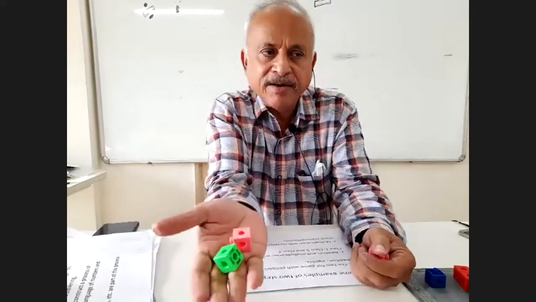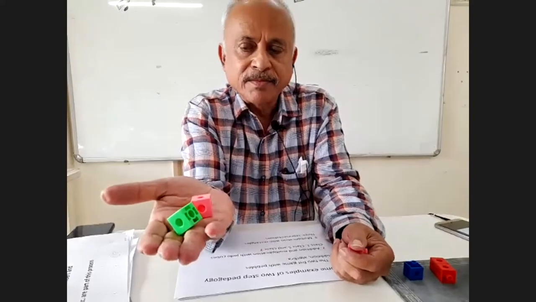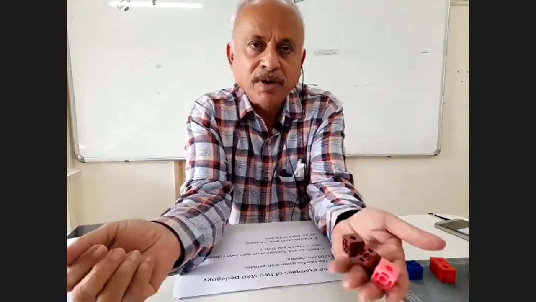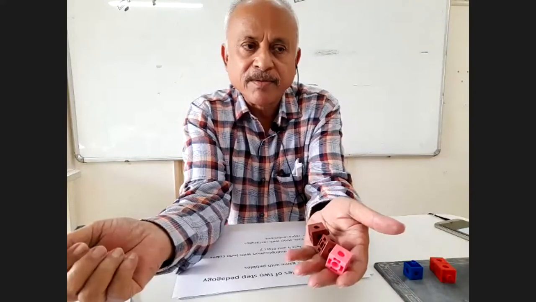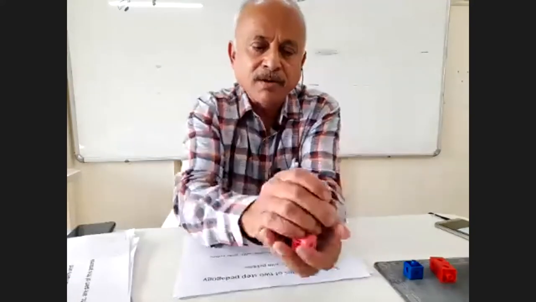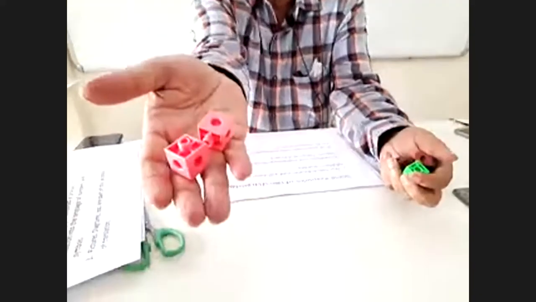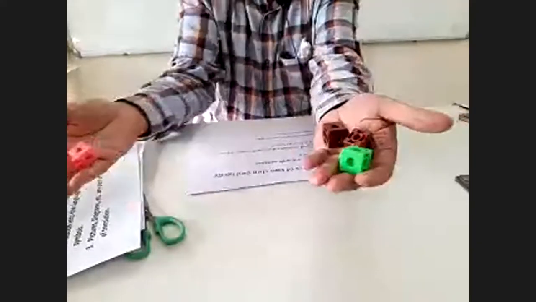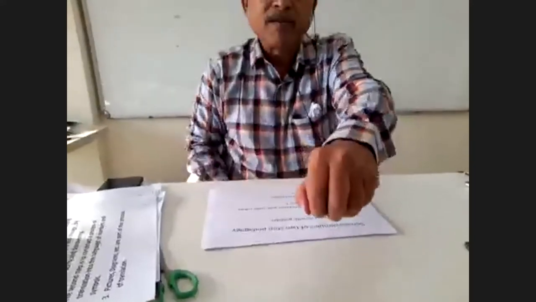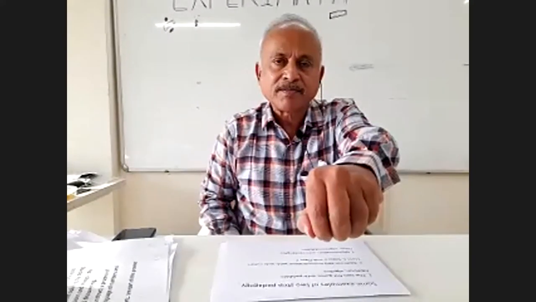How many cubes in this hand? Two. How many cubes in this hand? Three. Four, I can see. Right? Now, how many cubes in my right hand? Right hand has got two. Left hand? Three. Okay. And now the problem is, how many cubes in my fist? It should be 5.